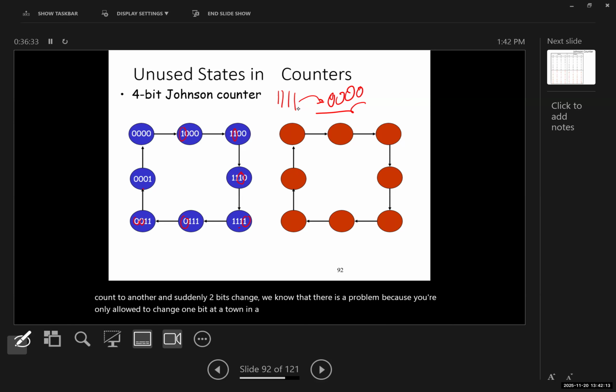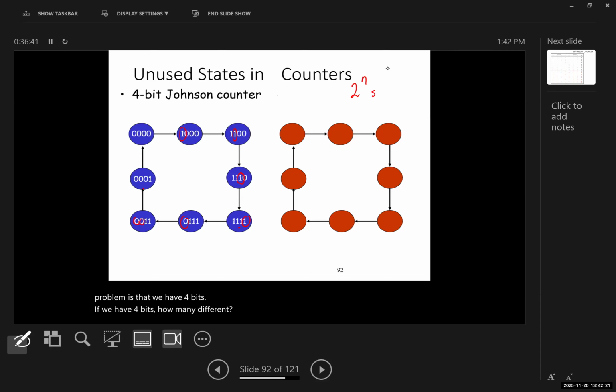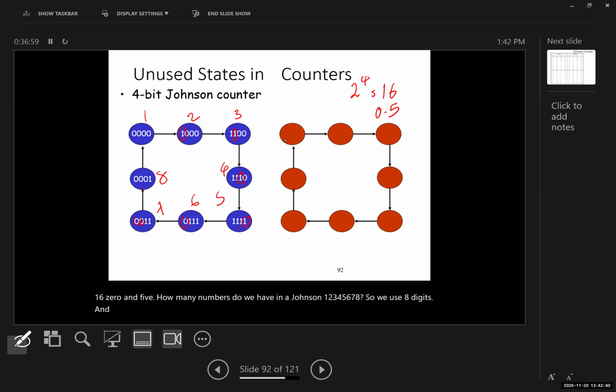But this creates another problem. The problem is that we have 4 bits. If we have 4 bits, how many different numbers do we have? 2 to the power of 4 is equal to 16. How many numbers do we have in a Johnson counter? 1, 2, 3, 4, 5, 6, 7, 8. So we use 8 states in a 4-bit counter, and we don't use the other 8. So we have 8 used states and 8 unused states in a Johnson counter when it's a 4-bit counter.